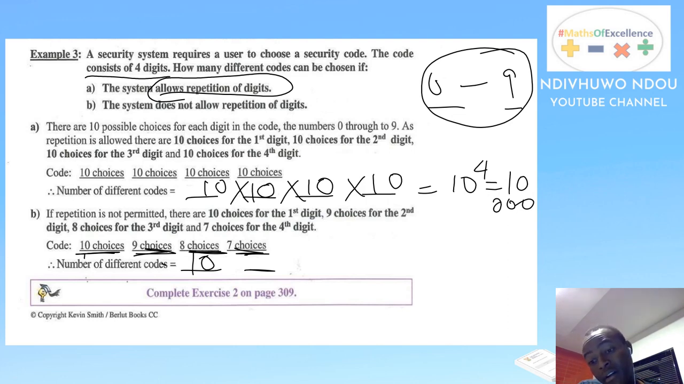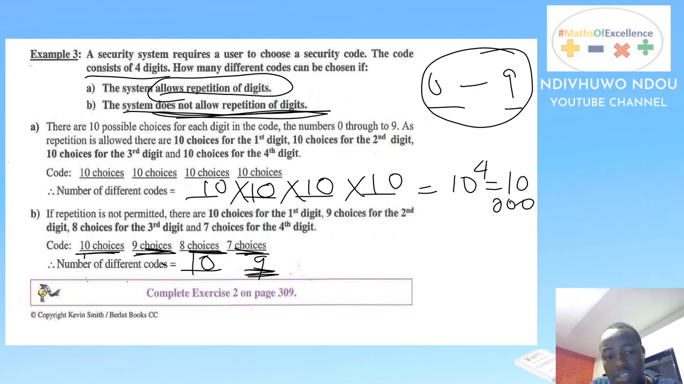We have used 1. So in the second position, you'll be left with how many choices? 9 choices. Because one of them has been used and a repetition is not allowed by the system. So we are left with how many choices? 9 choices. So let's go to the third position.